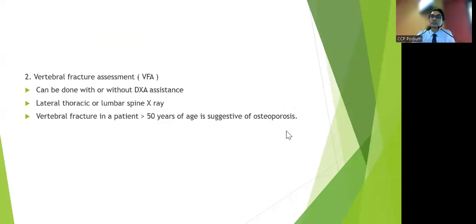Second option is, we can do a vertebral fracture assessment. We do this by simply taking thoracic or lumbar spinal x-rays. So if the patient is more than 50 years of age and has a vertebral fracture, this is highly suggestive of osteoporosis. So we can start him on treatment without waiting for DEXA.